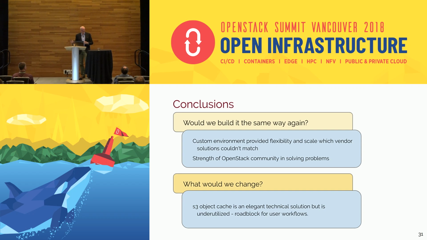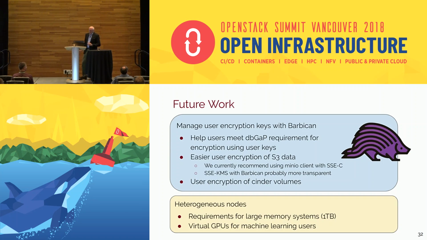I think if we changed anything, we'd be questioning the S3 object cache because we thought it was a really elegant technical solution, but users are pretty reluctant to touch it. In future, we definitely would like to bring in Barbican to manage user encryption keys. The whole disk encryption behind Ceph isn't necessarily addressing the specific needs of dbGaP. They want data to be encrypted using the user keys.